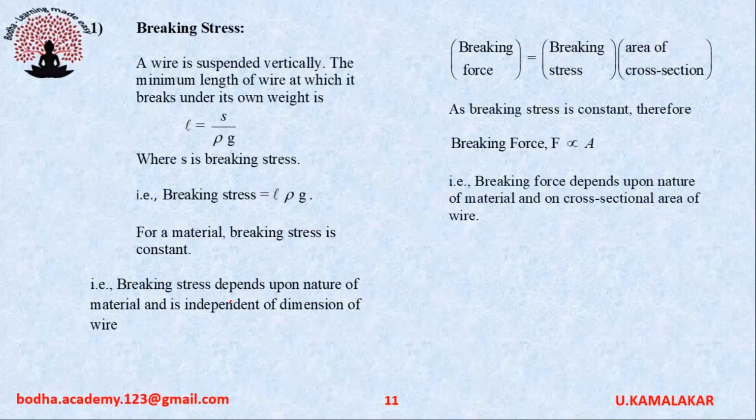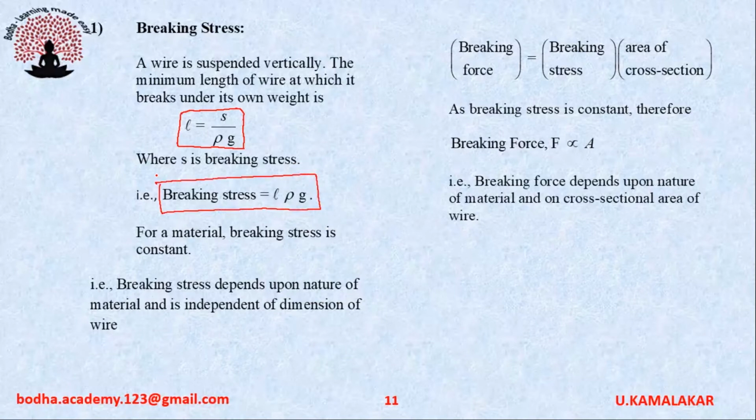Next topic, breaking stress. A wire is suspended vertically. The minimum length of wire at which it breaks under its own weight is L is equal to S by ρg, where S is breaking stress. That is, breaking stress is equal to Lρg.